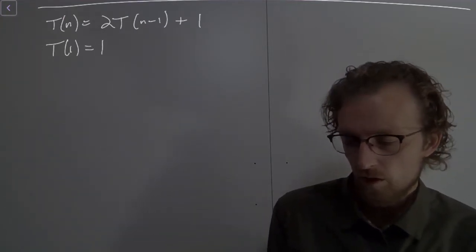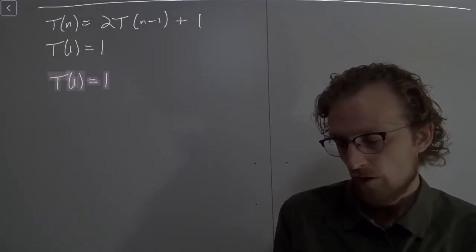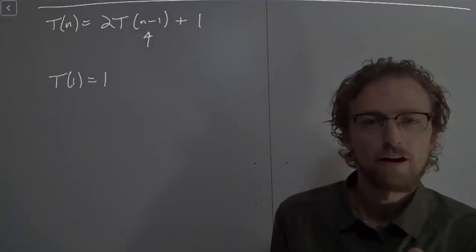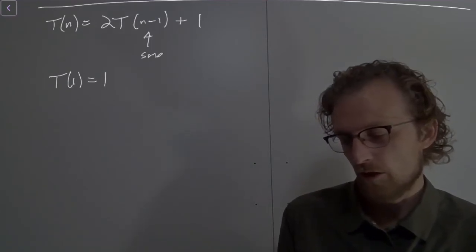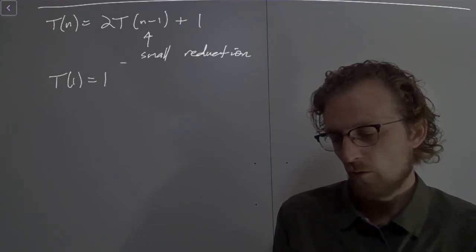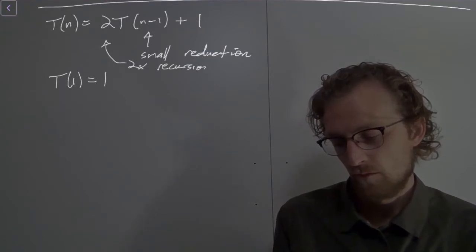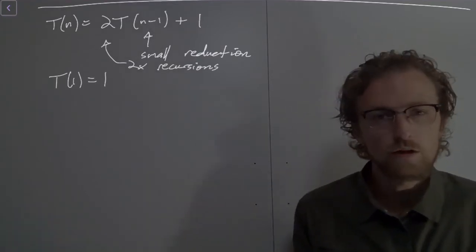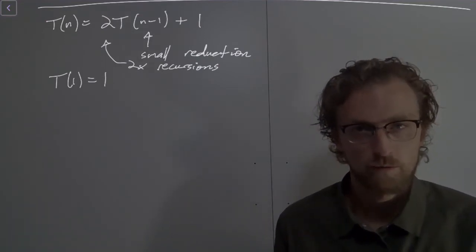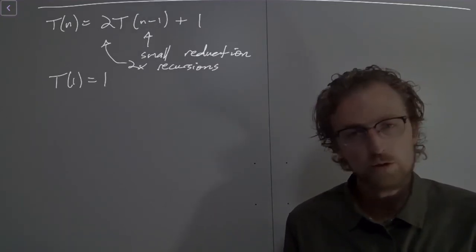Basically, what's happening here is we're shrinking the input size just a little. A small reduction. And we're recursing twice. You'll develop intuition for this over time, but this should start to worry you just a little bit. Suppose n is 10. Then what's going to happen on our first recursive call?